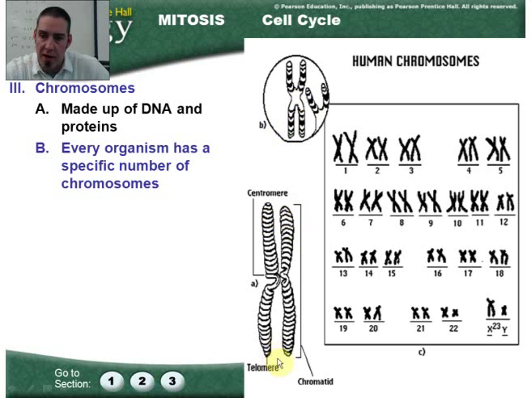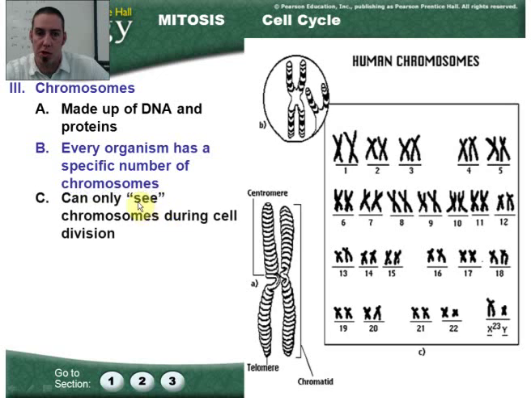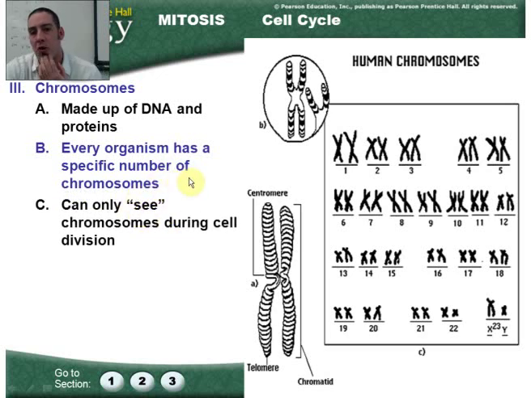At the end, what you'll see are little proteins that make what's called a telomere, and they look to me like little stocking caps at the tip of each chromosome, so telomere. And every single organism has a specific set of chromosomes. And just because we have 46 doesn't mean we are the all-dominant species.